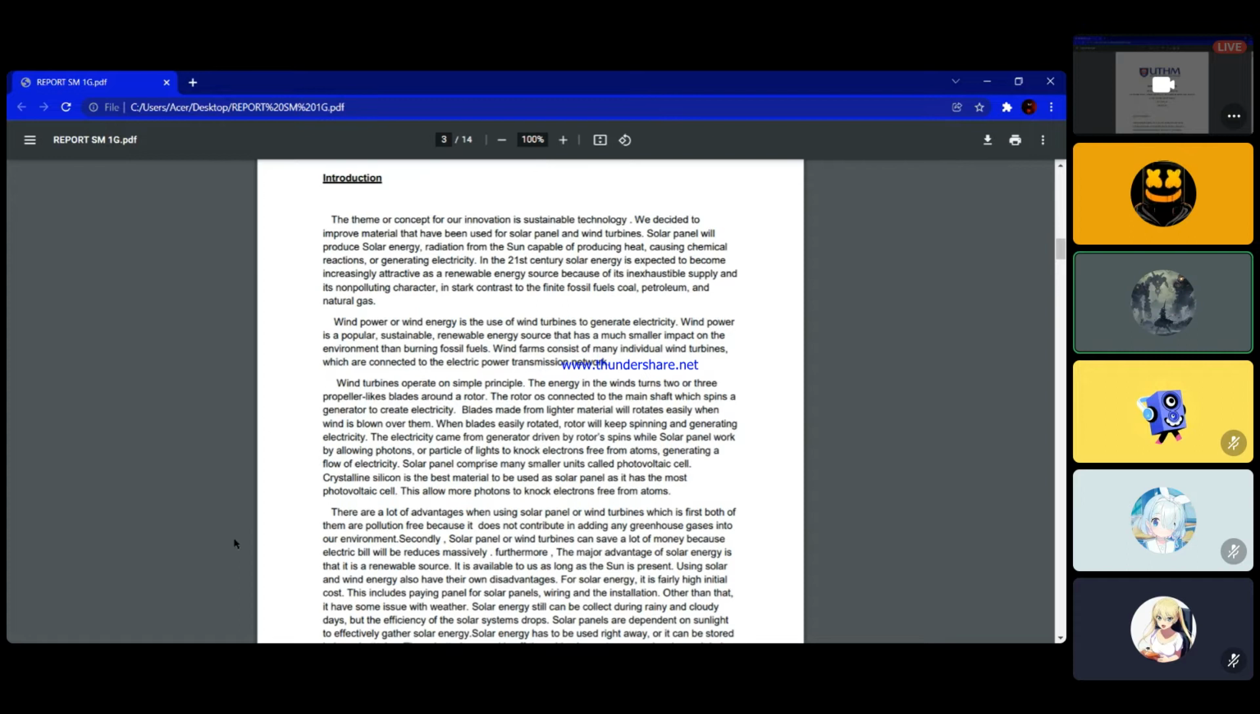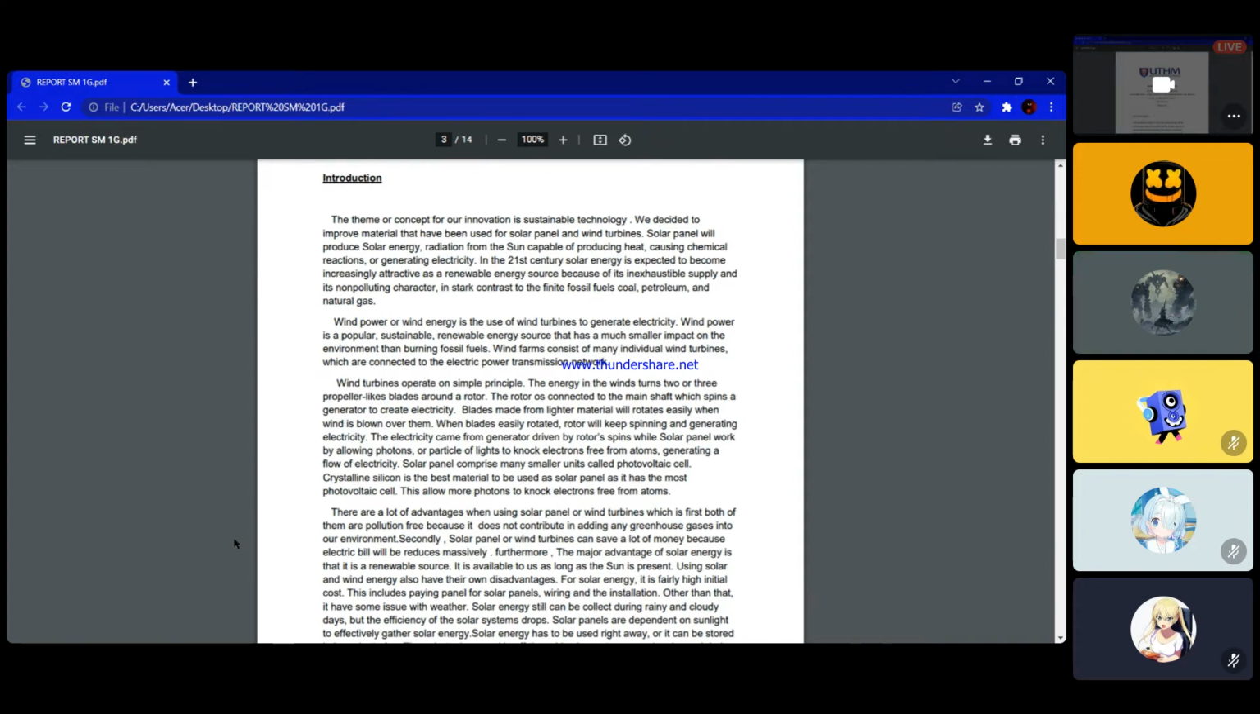A solar panel will produce solar energy, radiation from the sun capable of producing heat, causing chemical reaction or generating electricity. For wind power or wind energy, this uses a turbine to generate electricity. Wind power is a popular, sustainable, renewable energy source that has a much smaller impact on the environment than burning fossil fuels.